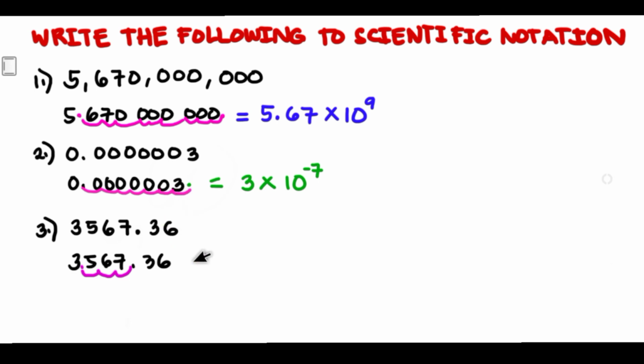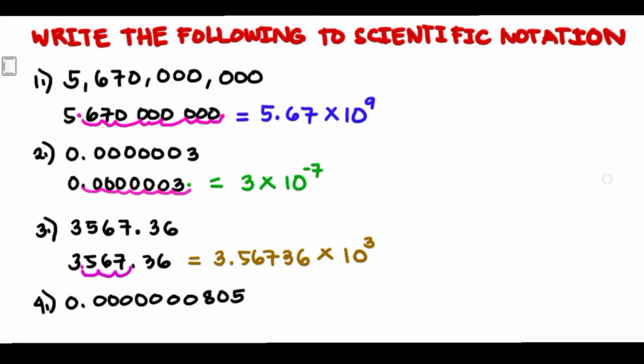So, yan po ay magiging, sulat ko lang, 3.56736. Ma'am, bakit mo sinulat lahat? Lahat po sila hindi zero eh. So, isusulat po natin yan. And then, times 10. So, since pupunta tayo ng kaliwa, positive to. Ilang beses tayo nag-move? 3. So, positive 3. So, ito po yung scientific notation for 3,567 and 36 hundredths.